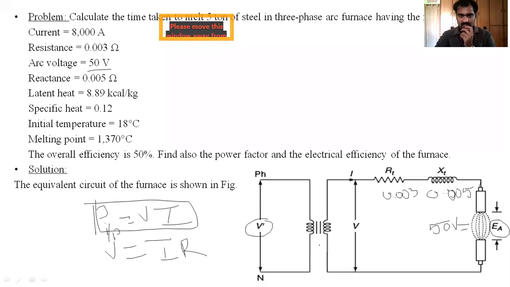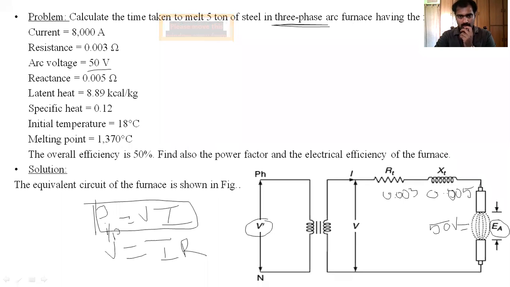Okay, this is a transformer, and by using tap changing, we are going to control the voltage of your circuit. So let us calculate this arc resistance. Now we have to calculate the arc resistance per phase, but here he has given the three phase supply to the arc furnace to melt the 5 ton of steel.